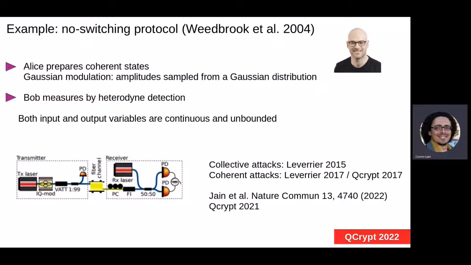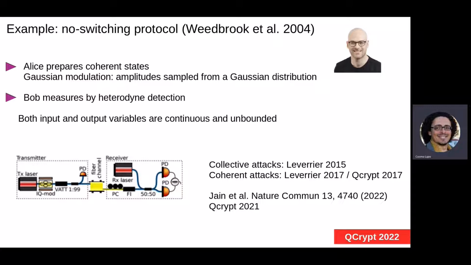The receiver Bob measures by heterodyne detection, and here I'm talking about ideal heterodyne detection, so it is an exact measurement of the quadrature. The output of ideal heterodyne detection is a variable which is continuous and unbounded.